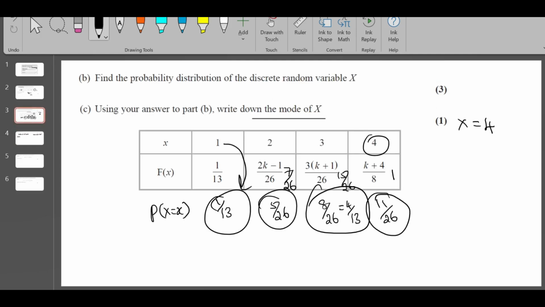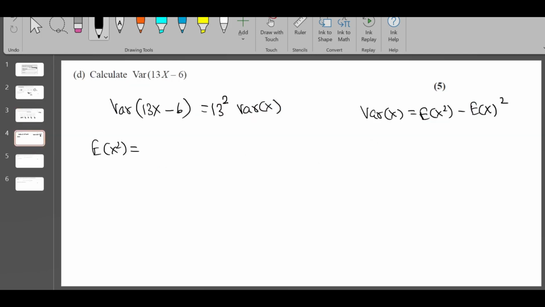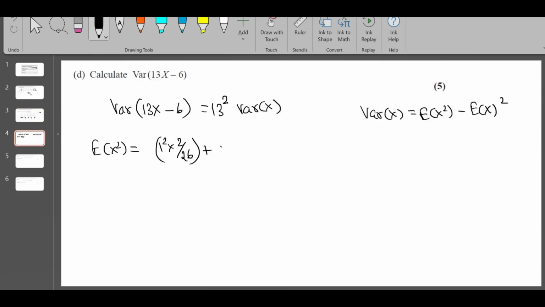Take x, square it and multiply by the probability. For easy calculation purposes, I'm going to keep these as 2 over 26, 5 over 26, 8 over 26, so 1 over 26 is a common factor. You will get 1 square times 2 over 26, and then 2 square, 3 square, 4 square. Okay, 5, 8, 11. 2 square times 5 over 26, 3 square times 8 over 26, 4 square times 11 over 26.